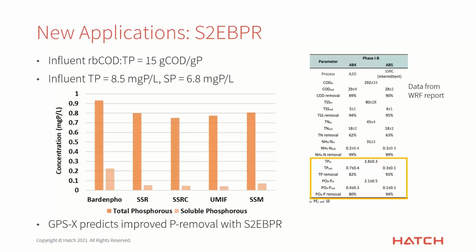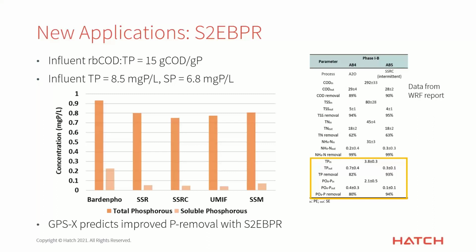So here I just have a screen grab from the WRF report where they're showing some actual data from a plant, the total phosphorus in and out, and the soluble phosphorus or the ortho-P in and out for a plant that switched from using EBPR to side stream EBPR. And you can see that the ortho-P in the effluent goes from 0.4 in the EBPR process to around 0.1 in the side stream EBPR process. And with GPS-X, we're seeing the ortho-P go from 0.2 to around 0.05. So in both cases, we're seeing a 75% improvement in the orthophosphate removal.